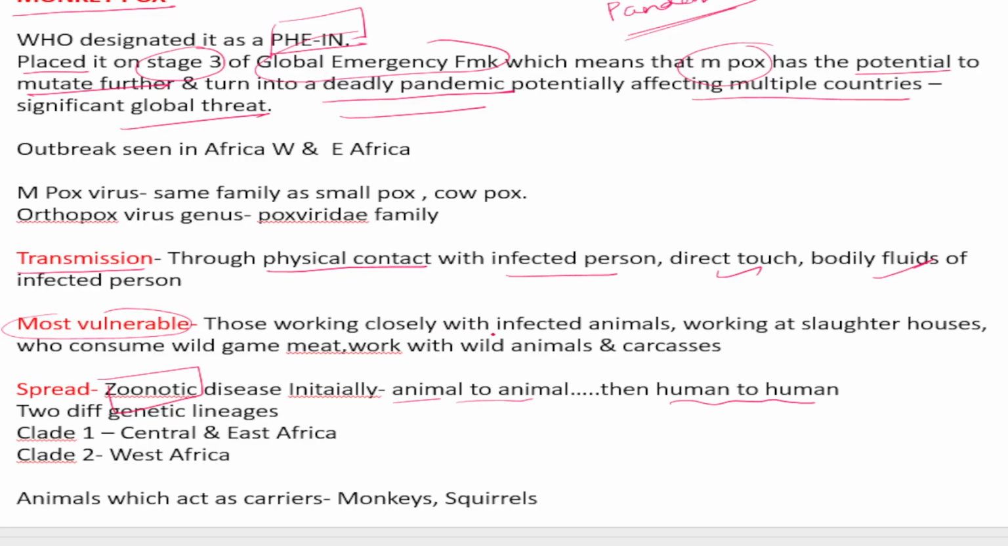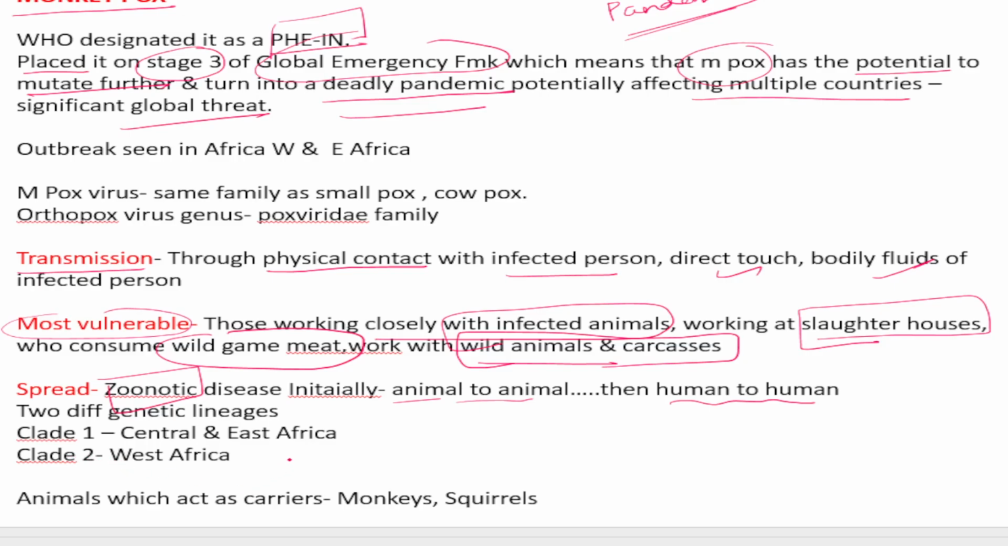So those people who come in contact with animals, those working closely with infected animals, those who work at slaughterhouses, who consume wild game meat, and those people who work with wild animals and carcasses. So these people are most vulnerable since it is a zoonotic disease. There are two different lineages of the virus, clade 1 and clade 2.